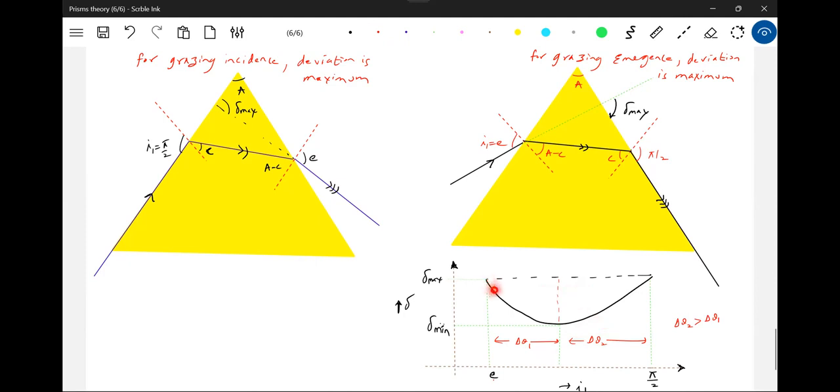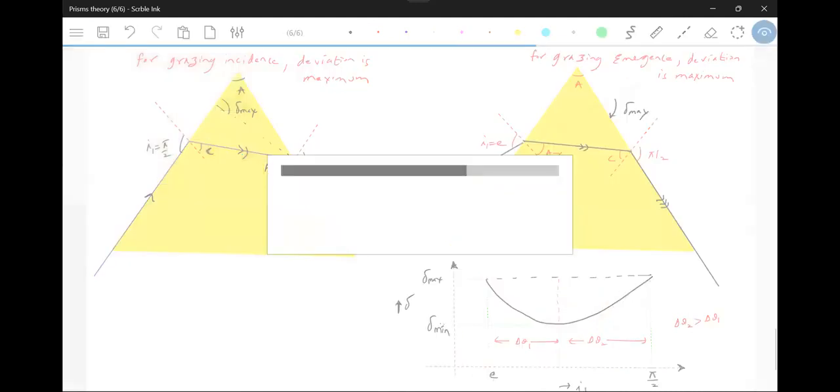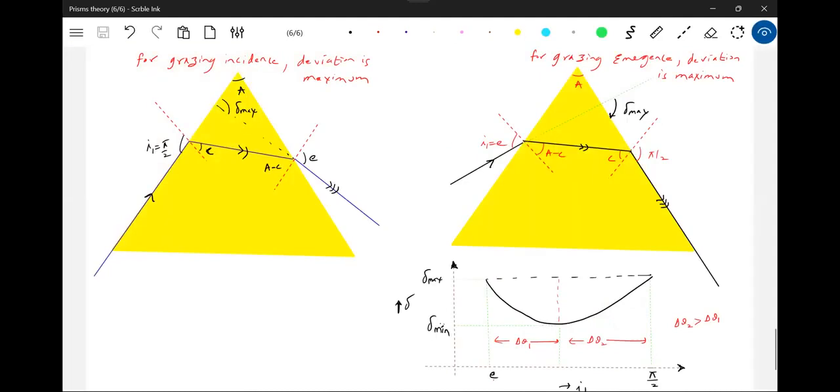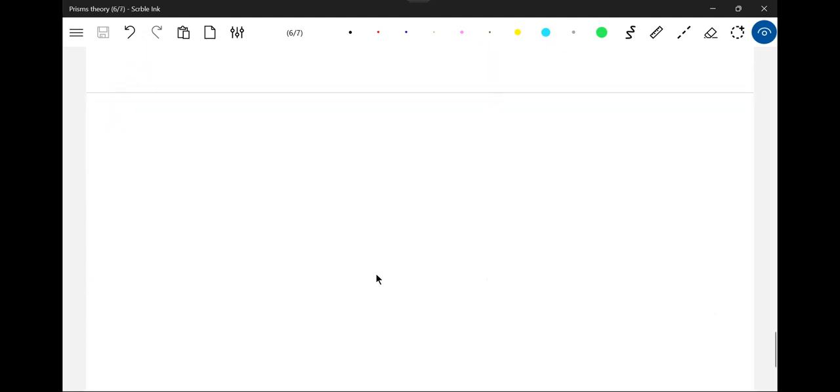So that's the basic idea of the maximum deviation concept. Minimum deviation, maximum deviation, each has its own applications. Next, again, a condition for no emergence. One more last statistical topic. We'll discuss this.